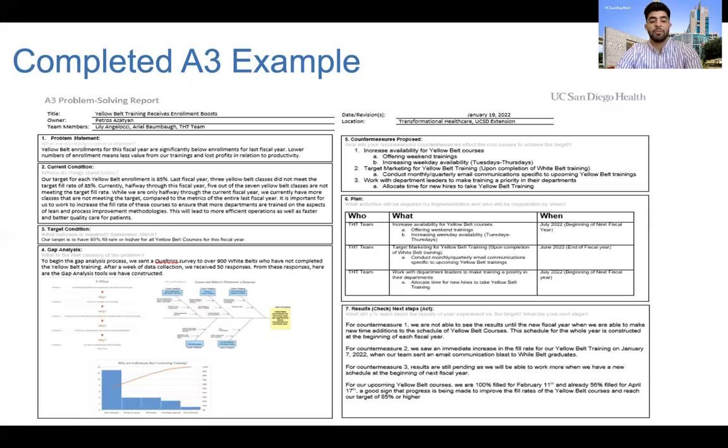And here's an example of a completed A3. You can see the problem statement clearly laid out with the current state defined to help the visual of root cause analysis tools. Moving on to the future state, you can see tangible countermeasures and a systematic implementation plan to ensure the problem will be solved in a timely manner.